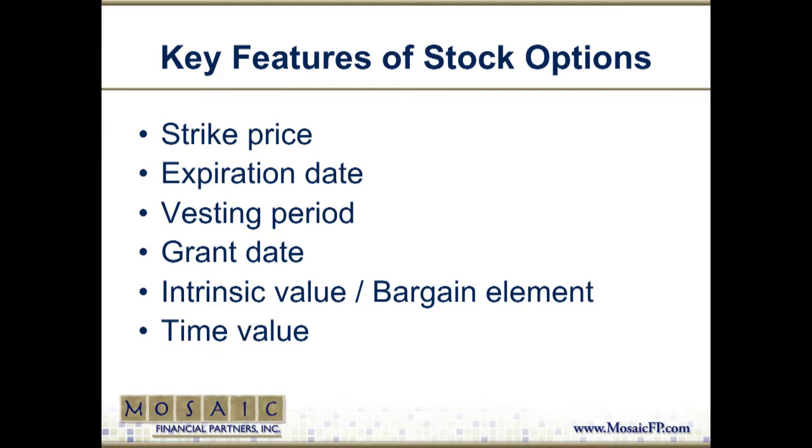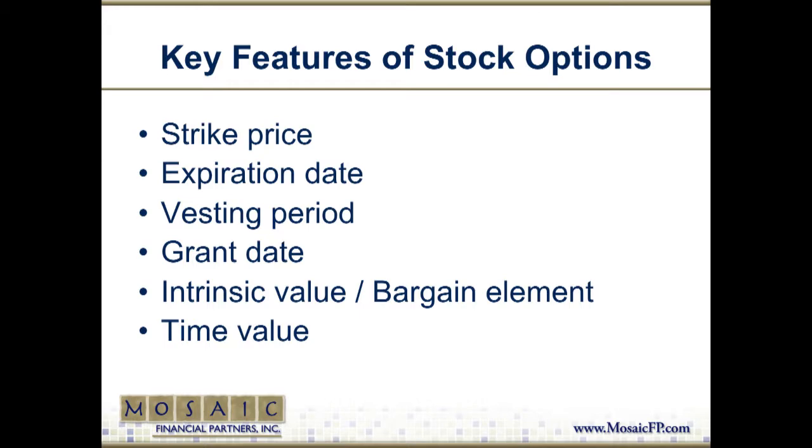There is a vesting period. Usually when options are granted, you don't get to access them all at once. They're usually given to you in bits and pieces over a period of time. Typically it might be 25% vesting per year over 4 years, so after 4 years, you have access to the full grant. The grant date is the date on which the options are actually granted to you.